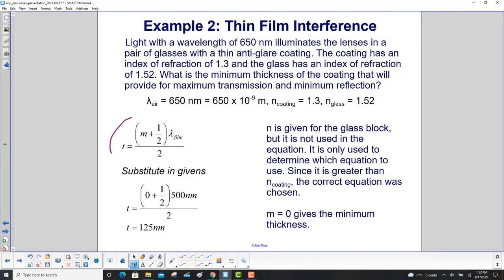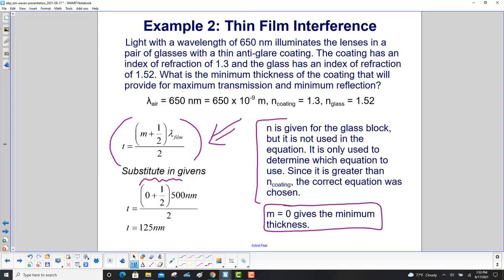We bring the correct equation over from the other side where we've solved for t, and n is given for the glass block, but it's not used in the equation. It is only used to determine which equation to use. Since it is greater than the coating index of refraction, the correct equation was used. This is the glare equation, not the bubble one. So we substitute in the givens, and this time for a minimum thickness, we want the smallest number here. That will be when m is equal to 0. So that gives us the minimum thickness, and we multiply by lambda in the film, not lambda in the air, and we get 125 nanometers.